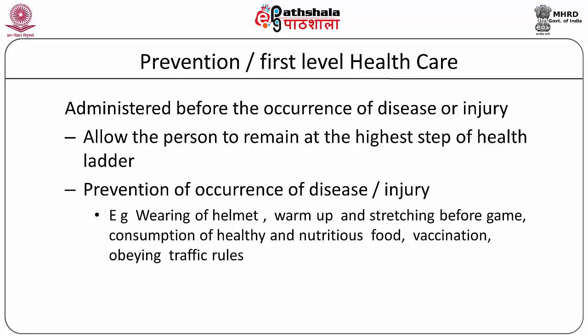The methods that allow a person to remain at the highest step of the ladder by preventing the occurrence of disease or lesion can be termed health promotion measures or prevention. These are typically administered before the occurrence of disease. They allow the person to remain at the highest step of the health ladder. Wearing a helmet, warm up or stretching before a game, consumption of healthy and nutritious food, vaccination, obeying traffic rules, etc. are some of the health prevention measures that have a role in reducing the occurrence of disease and injuries.